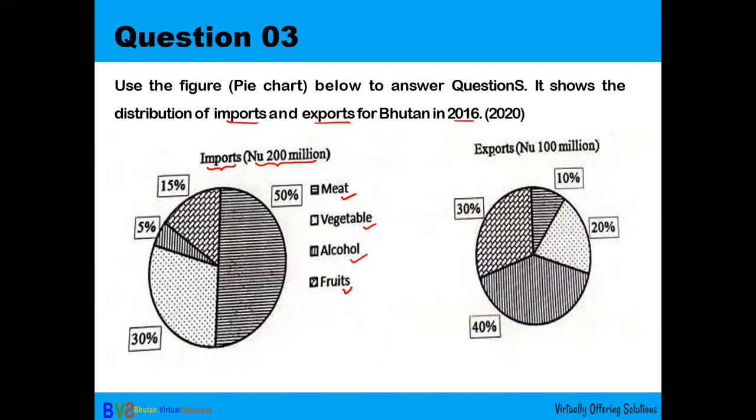All right. Now the export side. Bhutan, our country, was only able to export a total of 100 million. Of the 100 million, they were able to export 10% of meat, 20% of vegetables, 40% of alcohol, and 30% of fruits. All right. Interpreting how we read a pie chart is very easy.